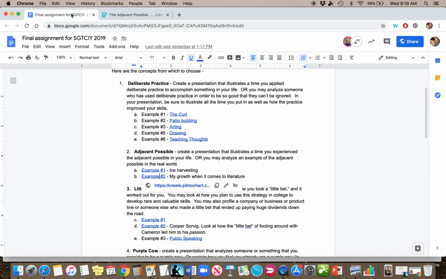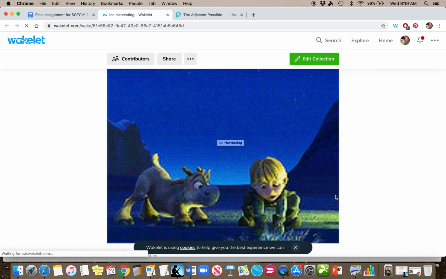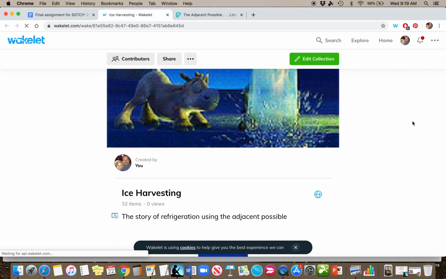Okay, the final example I'll use is one from the real world. Now, this is simply the concept of ice harvesting, and I stole this from Stephen Johnson's example in his book, How We Got to Now. And of course, Olaf and Sven are ice harvesters.